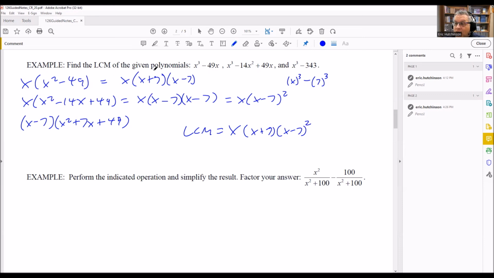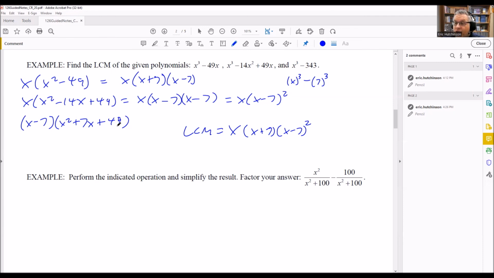So again, it's always important to write it this way. You can only do a square if the signs are both the same. That's why I didn't have that for the one above. So x minus 7 times x minus 7 is x minus 7 squared. That's the reason why it's important to write this out as a square. Otherwise, we might have missed it. The highest power of x minus 7 needs to be used here.